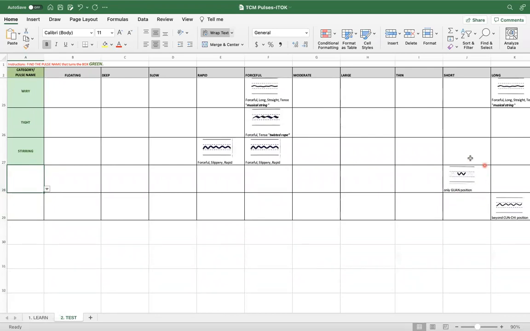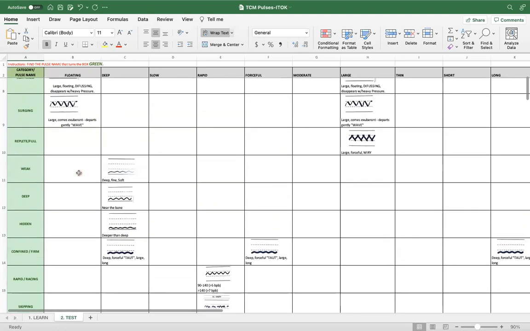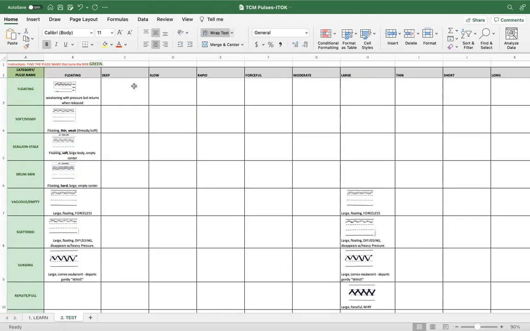And then we have the one that is only felt on the one position. So that's a short pulse. And then we have the one that is felt beyond the cun and chi position. That's a long pulse. So here you go. We have completed all the 28 pulses in less than 5 minutes.